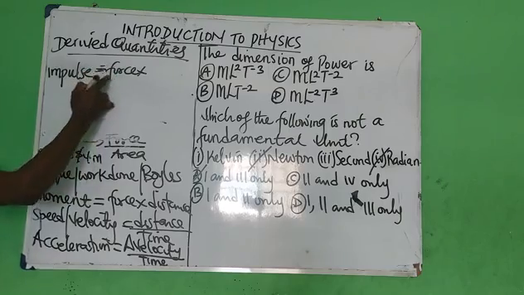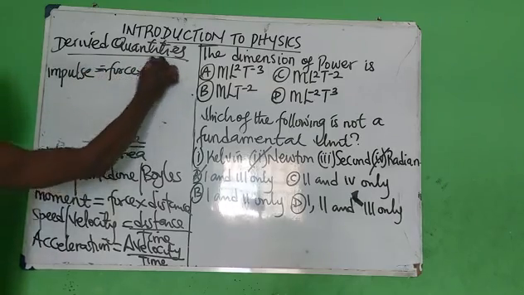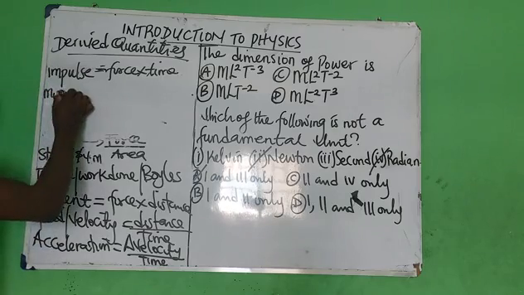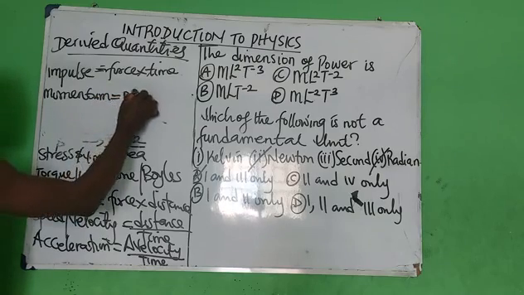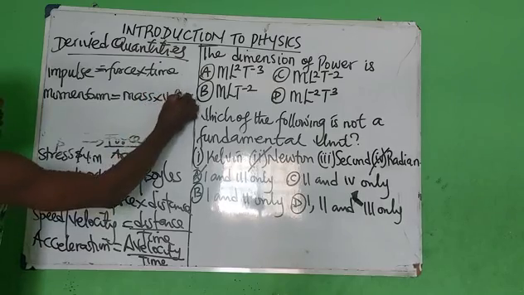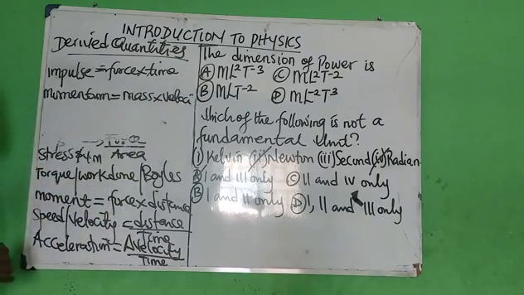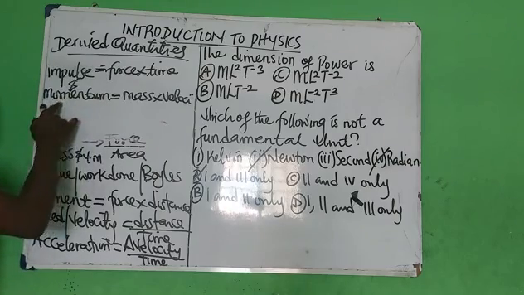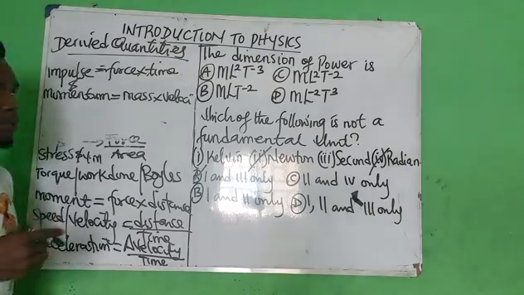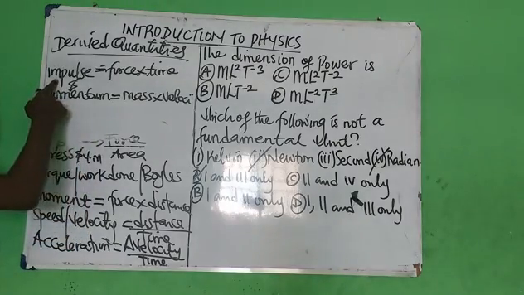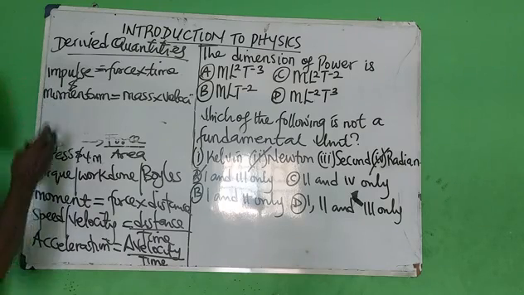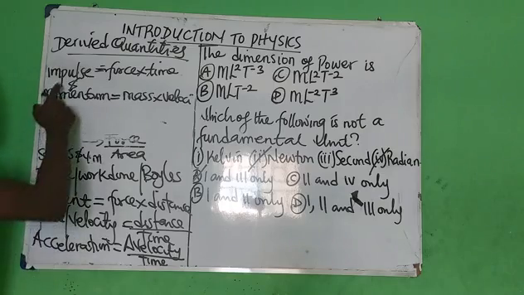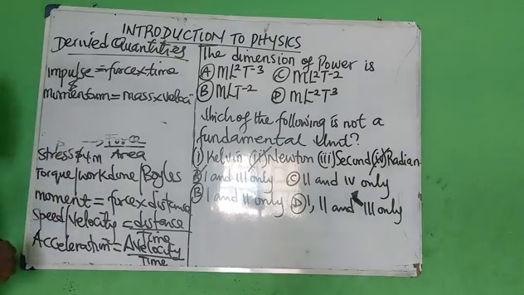Impulse is giving us what? Force times time. Momentum is giving us what? The product of mass and velocity. Please, impulse and momentum have the same dimension. That's why they'll tell you that change in impulse equals what? Change in momentum. Please take note of that. It is very, very important. That is Newton's second law of motion. Impulse and momentum have the same dimension.